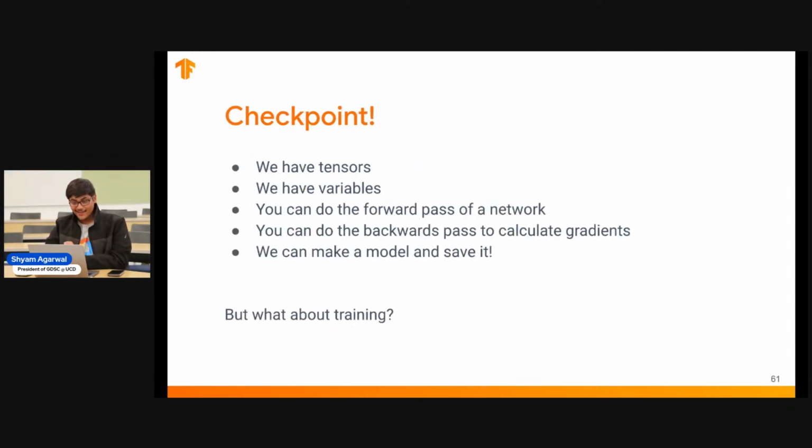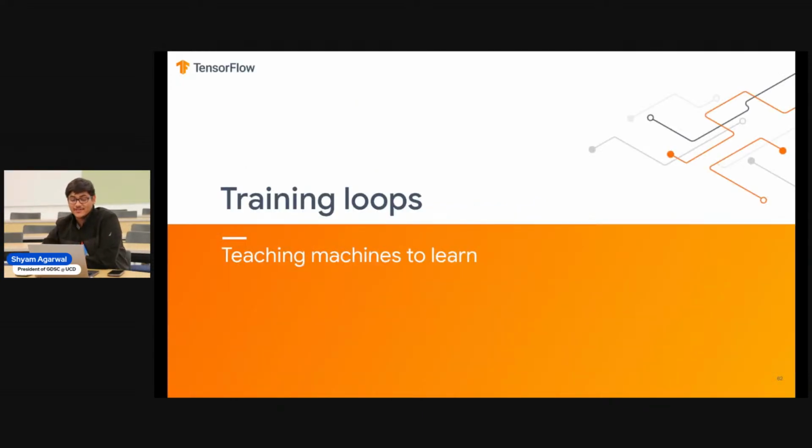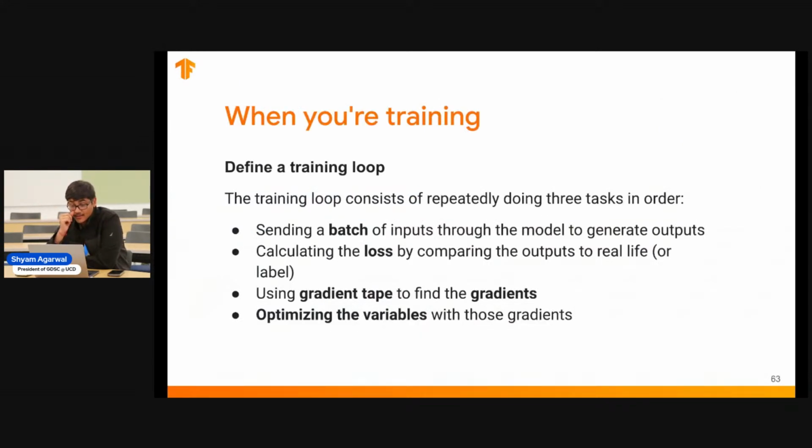All right, next checkpoint. We have tensors, we have variables. You can do the forward pass of a network, you can do the backward pass to calculate gradients, and we can make a model and save it. Now, finally, let's talk about training. Training loops, where we are teaching machines to learn. So if you think back to my first slide about the arc of machine learning, right? We were talking about collecting data, training weights, and so on.